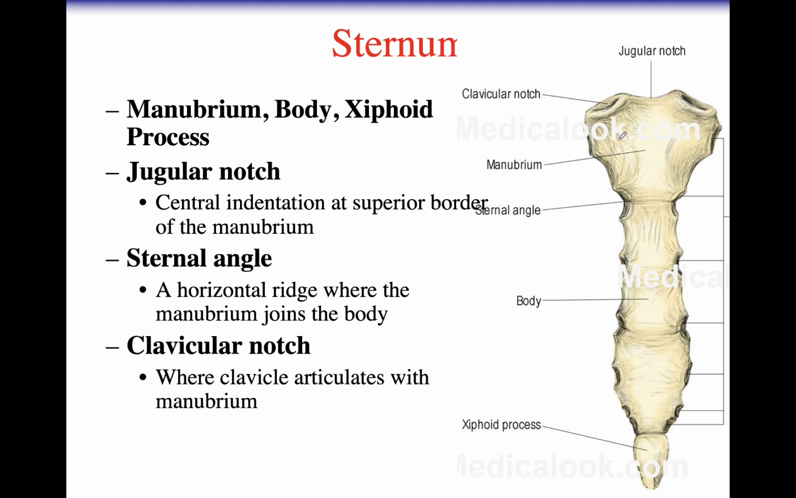So this is just a review again. Manubrium, body, xiphoid process, clavicular notch, and jugular notch. On the sides, you have your sternal angles. The sternal angle is where your manubrium meets the body. And then you have these ridges here. These ridges are where your ribs actually come and bind to using their cartilage.